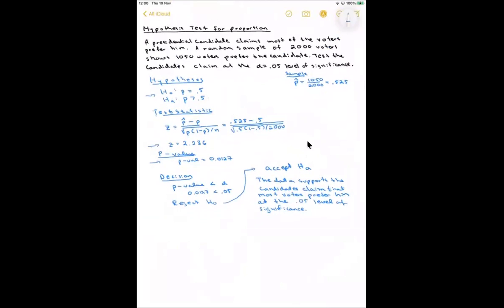That's it. I could have used the formula to get the 2.236, but I went straight to my MyStatLab and used StatCrunch.